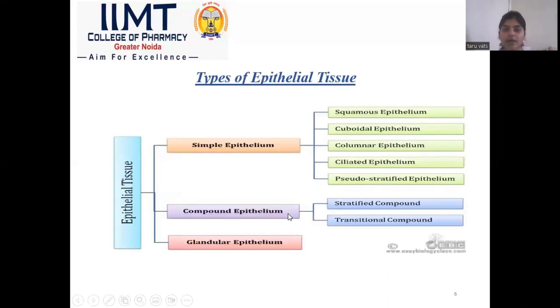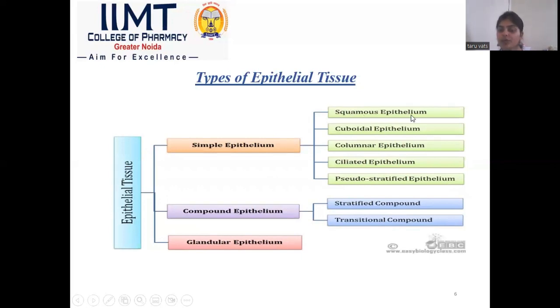Moving to the next slide, types of epithelial tissue. So simple epithelium tissue, compound epithelium tissue, glandular epithelium tissue. These are the types of epithelial tissue. Simple epithelial tissue is composed of a single layer of cells. It is further classified into squamous, cuboidal, columnar, ciliated, pseudostratified.